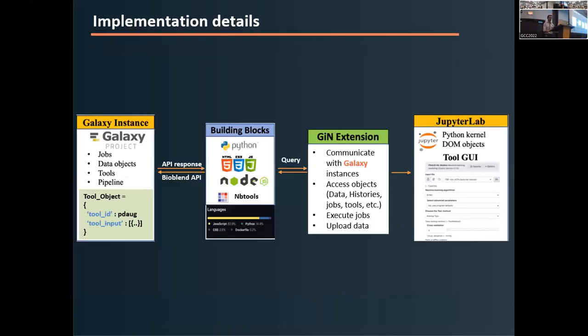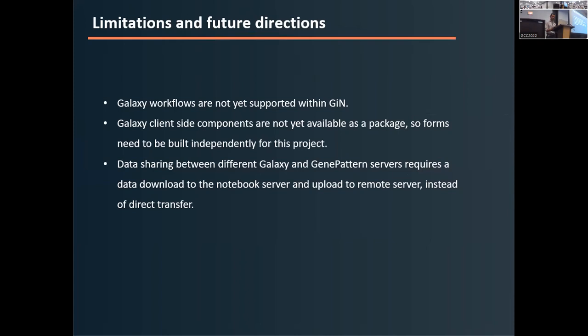Later on, I want to talk a little bit about the implementation. GIN has been implemented based on the Galaxy API, and the GIN extension is an NPM package which is implemented based on Python and JavaScript. It can access the data objects through API calls, populate the tool form, execute the job, and upload the data asset from a Galaxy instance.